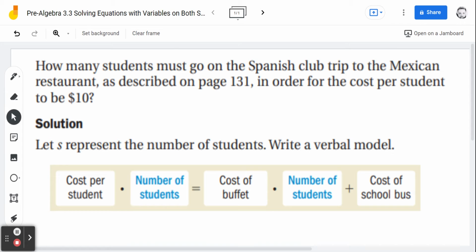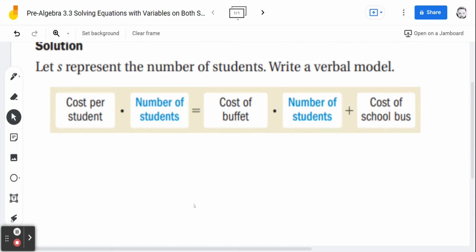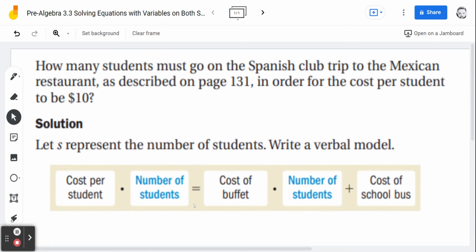It says, how many students must go on the Spanish club trip to the Mexican restaurant? Oh, that's always fun. As described on page 131, in order for the cost per student to be $10. So there are some costs, and I didn't copy and paste the whole story because I didn't want you guys to have to write the whole story.